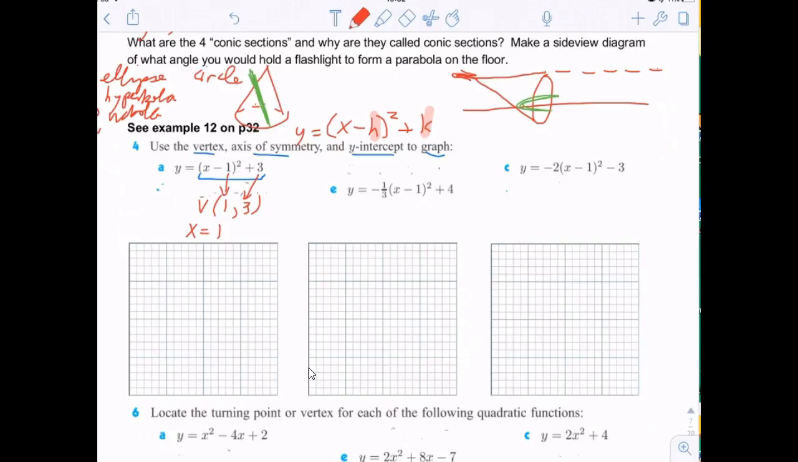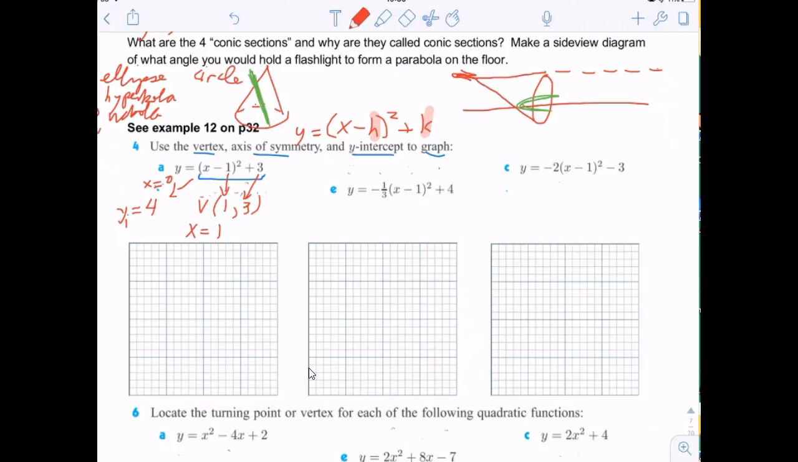The y-intercept. Now remember, the way you find the y-intercept is you know that the y-intercept is on the y-axis, and you know that all the points on the y-axis are at x equals 0. So if I want to find the y-intercept, I substitute in x equals 0, and then I get negative 1 squared, which is 1, plus 3, which is 4, so I get y equals 4 as the y-intercept. So my y-intercept is y equals 4.